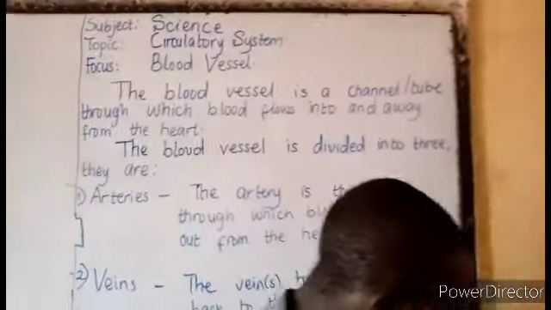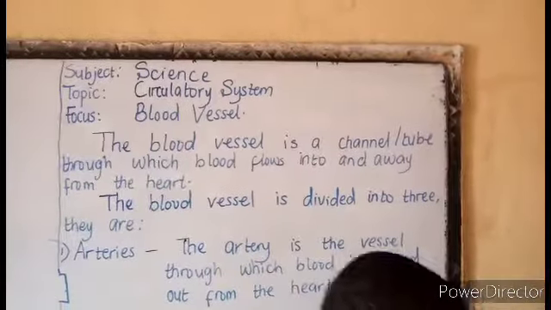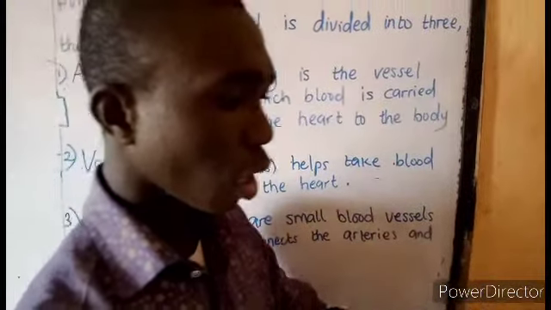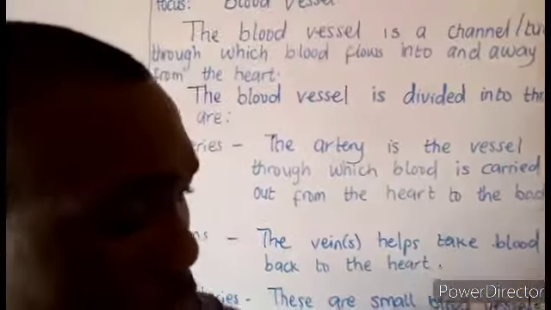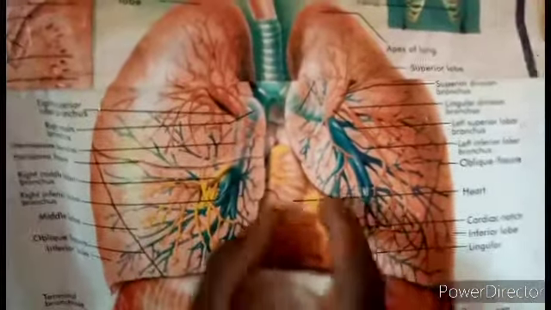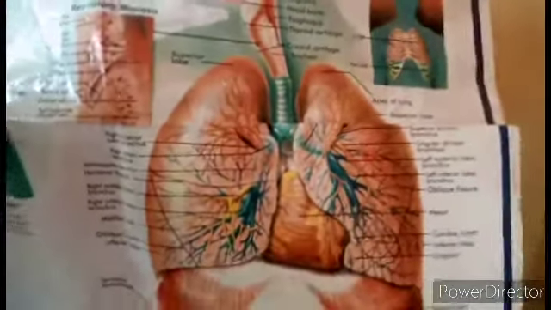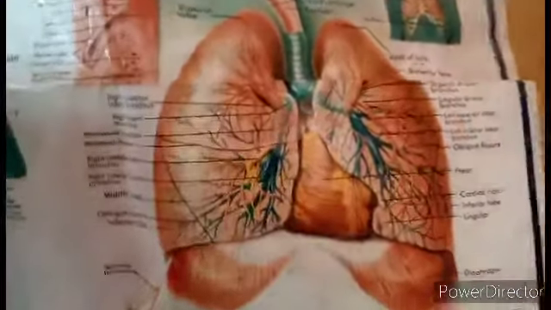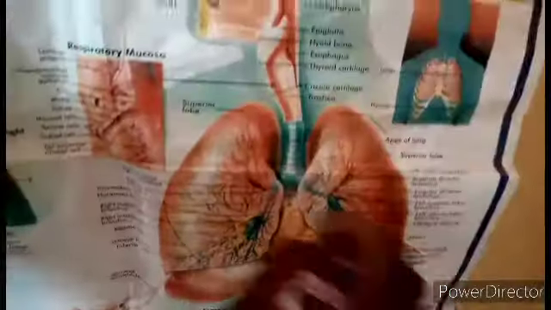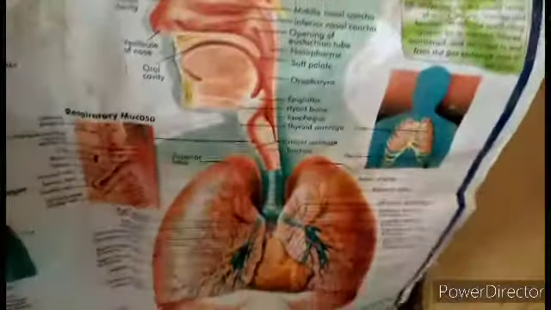Now I'd like to show you the position of the heart in the body. Now this is a structure of the human system. This is the heart, just beside the chest bone. So this heart is in connection with all these parts: the artery, the veins, and the capillary.